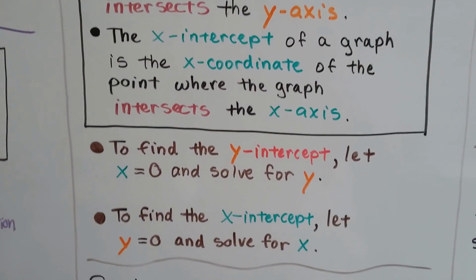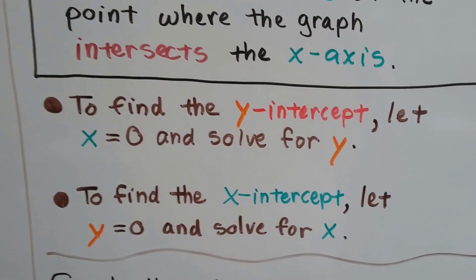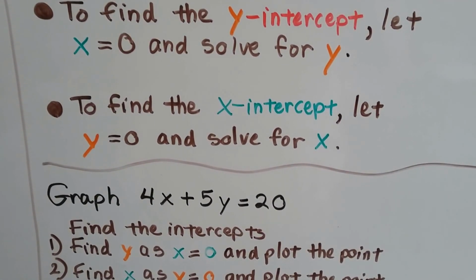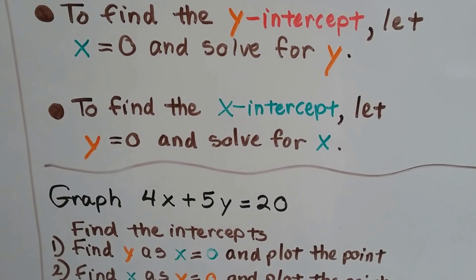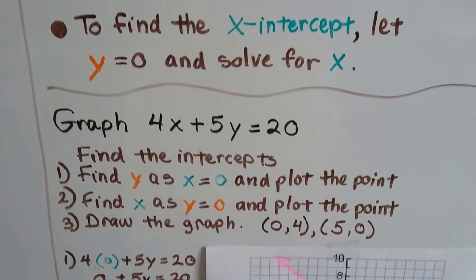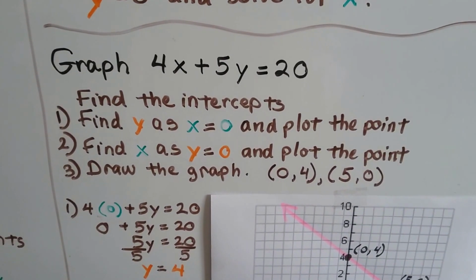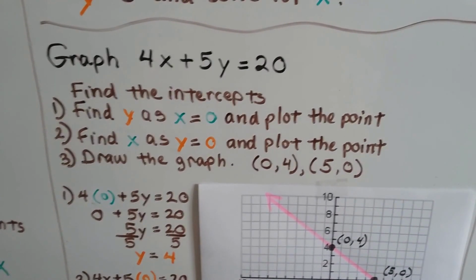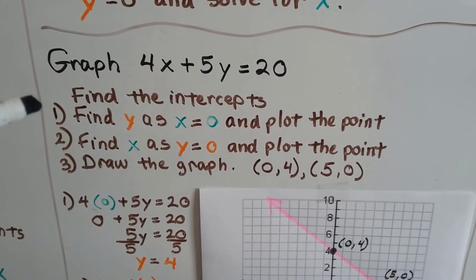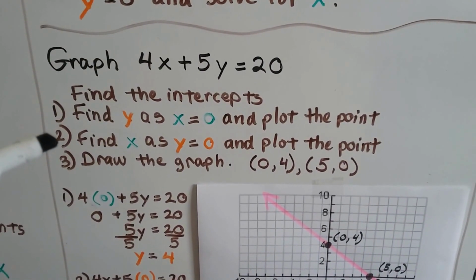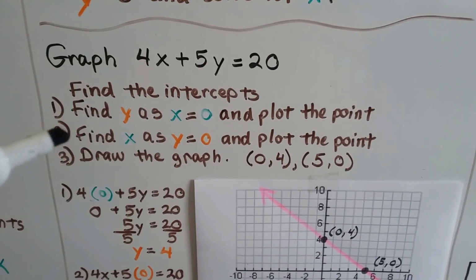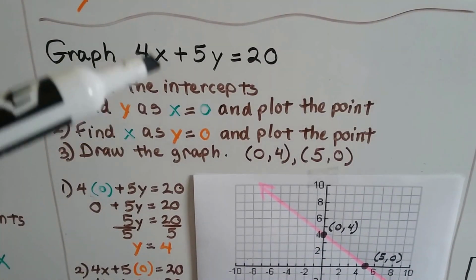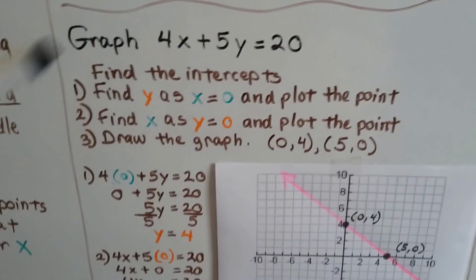So to find the y-intercept, we just let x equal 0, and then we solve for y. And we can flip that around. To find the x-intercept, we let y equal 0, and then solve for x. So if we needed to graph 4x plus 5y equals 20, we need to first find the intercepts. So we're going to find y with x equaling 0 and plot the point. Then we're going to find x with y equaling 0 and plot the point, and then we're going to draw the graph.